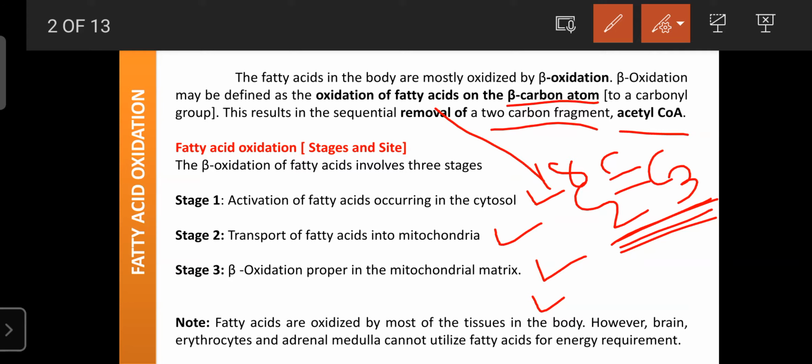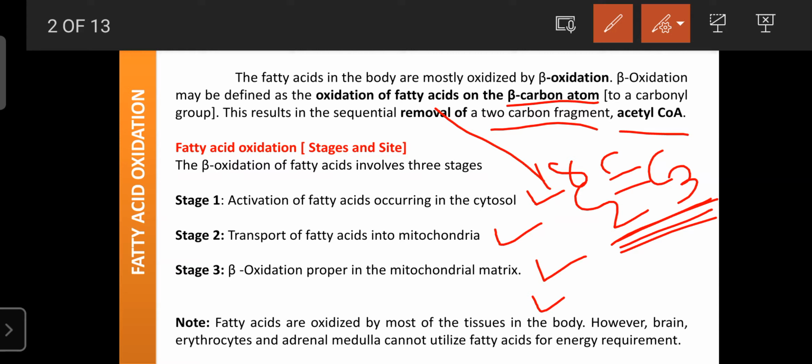Okay, in the short period the storage of glucose is also empty, but for the remaining time ATP is continuously required for the muscles and ATP is required for tissues. So that's why most of the tissues in the body mainly depend upon fatty acid oxidation. However, the brain, erythrocytes, and adrenal medulla do not utilize fatty acids for their energy requirement.